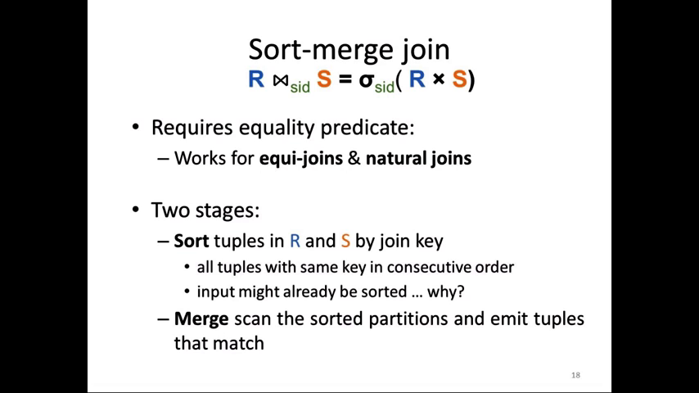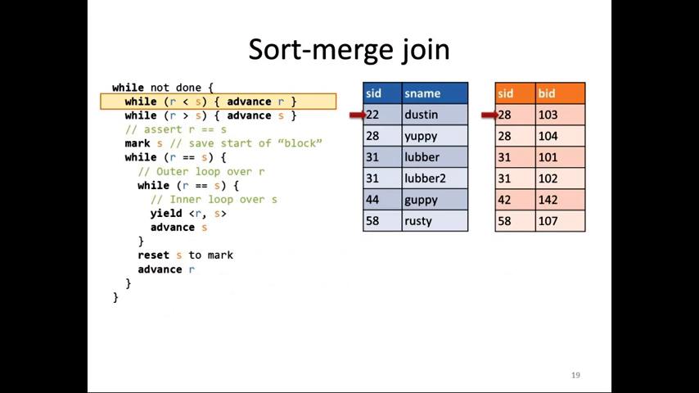And sometimes the sorting may be done already. For instance, if this is the result of some other operator. And then we will scan the sorted partitions of the two relations and get records that match, get join results. So let's see how this goes. And we'll have first of all an illustration for that.